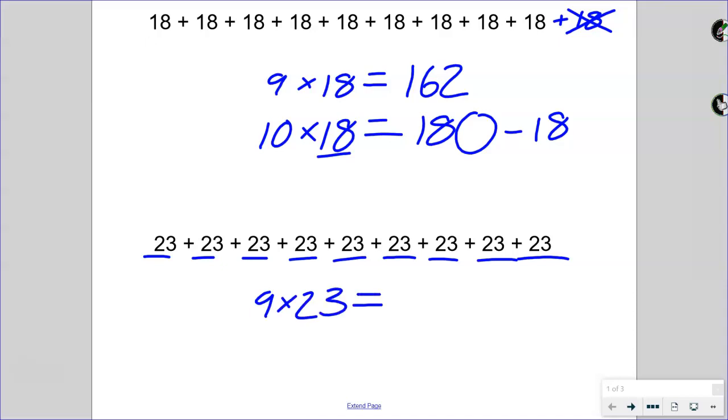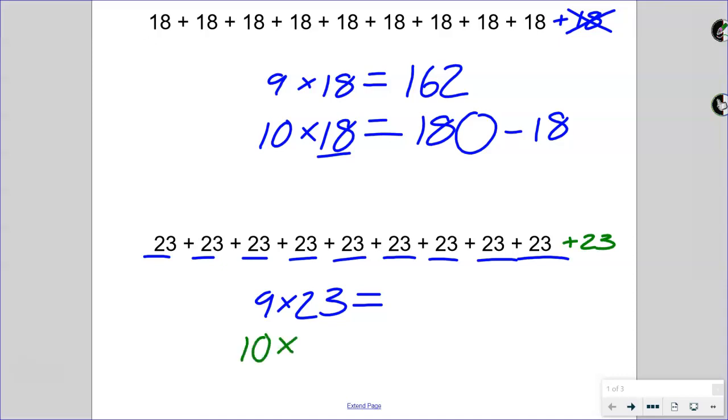And if somebody walked up to me in the street and said, yo, Rindo, what do you get when you add 23 9 times? I'd say, I don't know. But I do know what 10 of them is. So I'm going to go ahead right away, and just like the last one, add an extra group of 23. Because now I can solve for that.